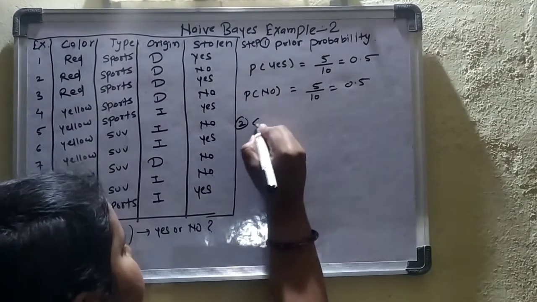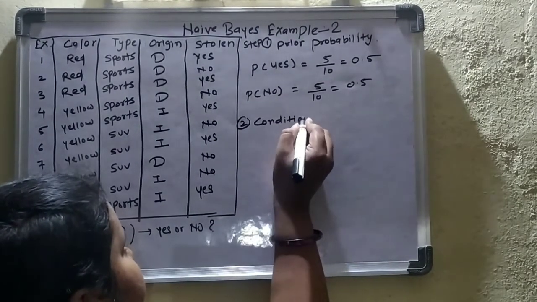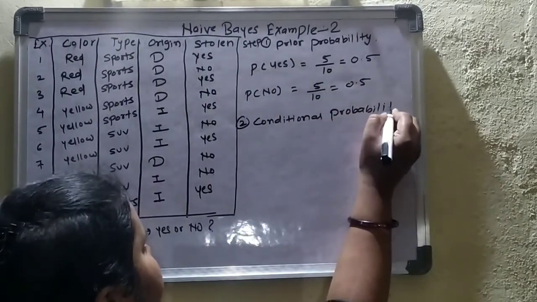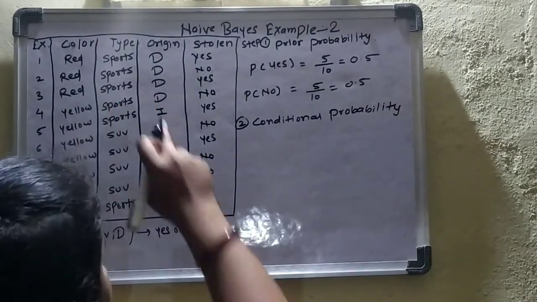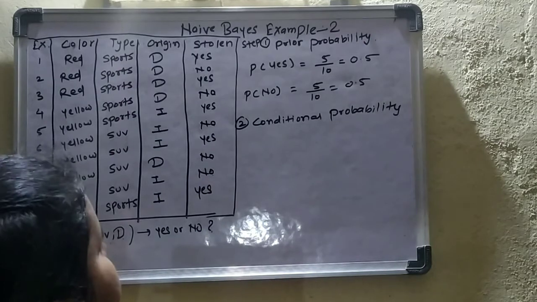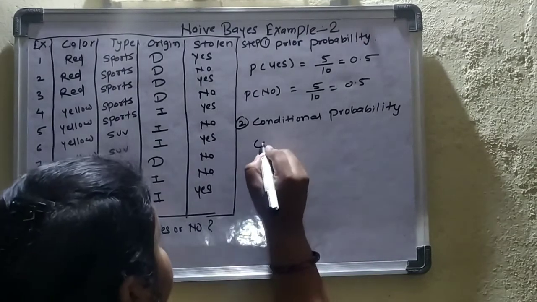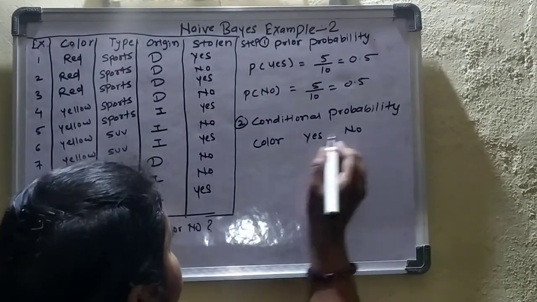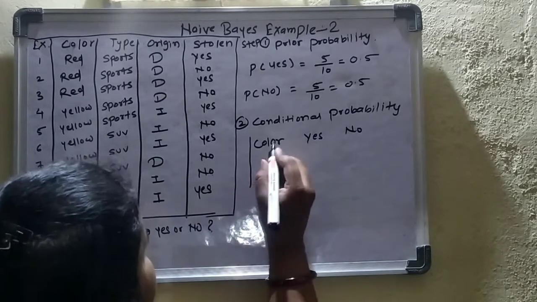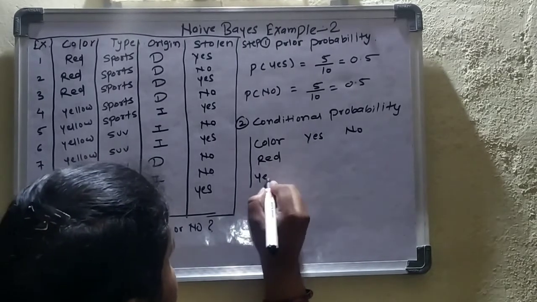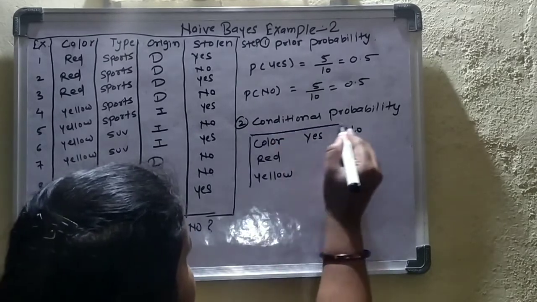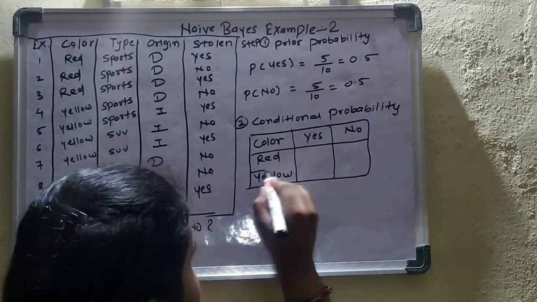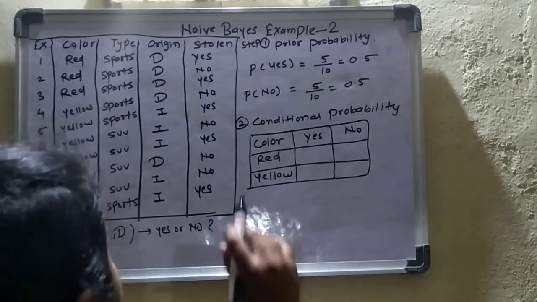Now step 2 is, we have to calculate the conditional probabilities. So the conditional probabilities depend on these conditions, that is the color, type and origin. So we will prepare a table for it. First we will prepare for yes. So we will write color, yes and no. We have two colors. First is red, second is yellow. So we will prepare a table and we will calculate the probabilities for the color, yes and no.